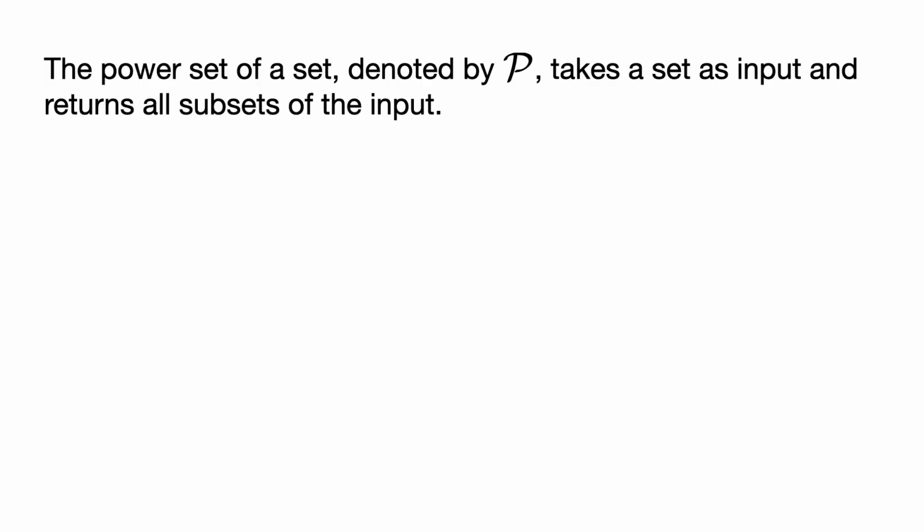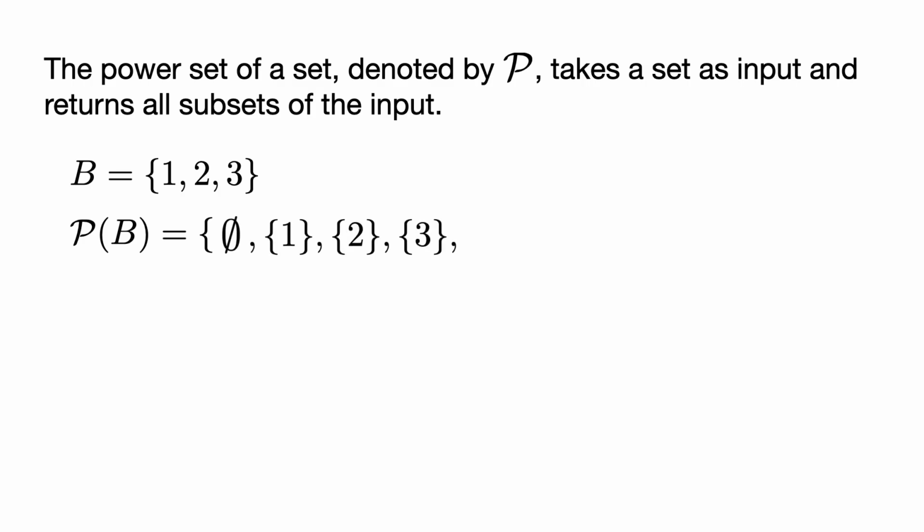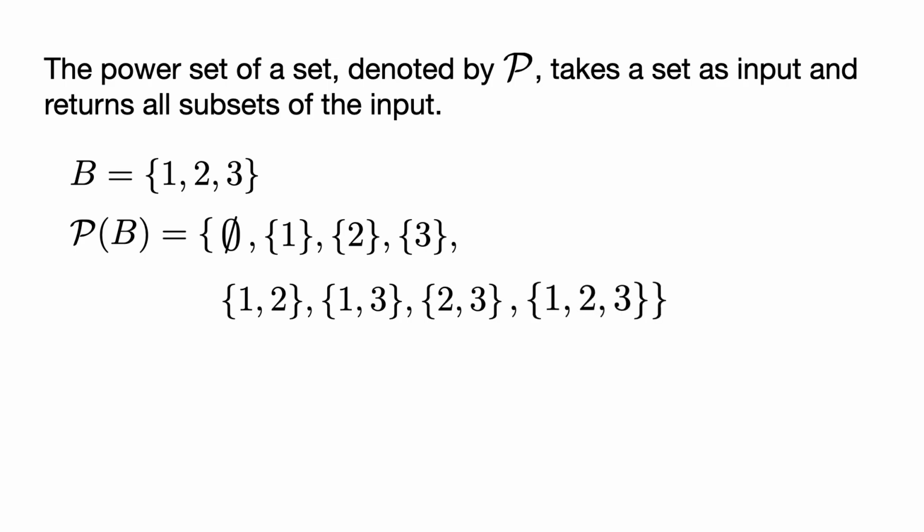The power set of a set, denoted by a script P, takes a set as input and returns all subsets of the input. For example, if B is equal to the set {1, 2, 3}, then the power set of B is the empty set, followed by the sets containing 1, 2, and 3 individually, followed by the sets containing all pairs {1, 2}, {1, 3}, and {2, 3}, and then B itself, {1, 2, 3}.